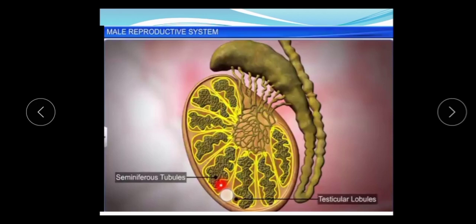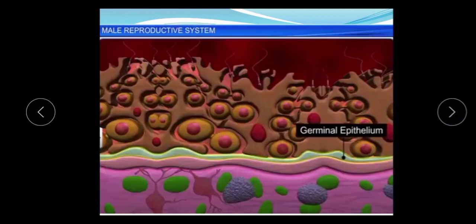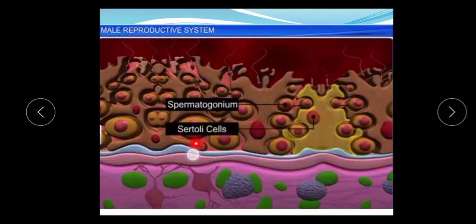This is the internal view of the testis, where we can see approximately 250 compartments called testicular lobules, and each testicular lobule has 1 to 3 seminiferous tubules. The internal view of the seminiferous tubules shows that it is lined by the germinal epithelium, which is made up of two kinds of cells. The first is the Sertoli cell and the second is the spermatogenic cell. Sertoli cells provide nourishment to the sperms, and sperms are formed by the spermatogenic cells.